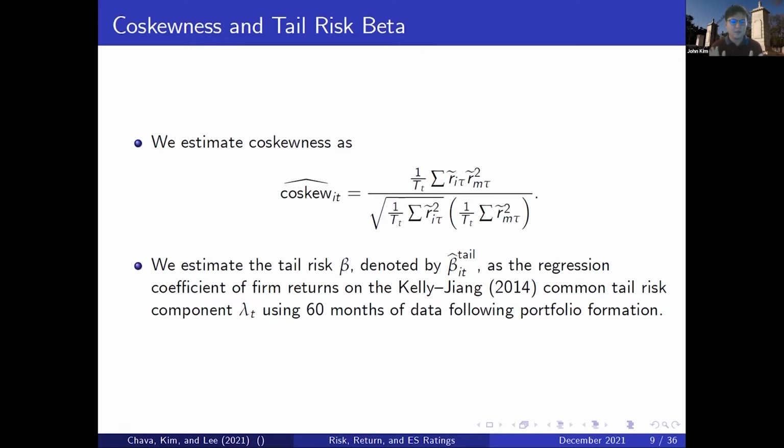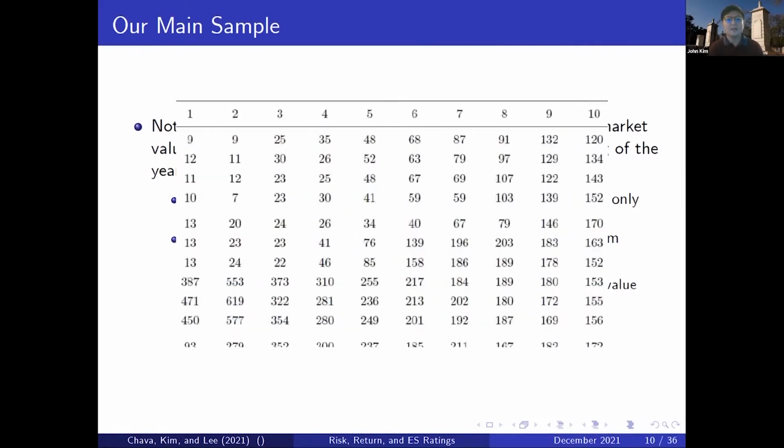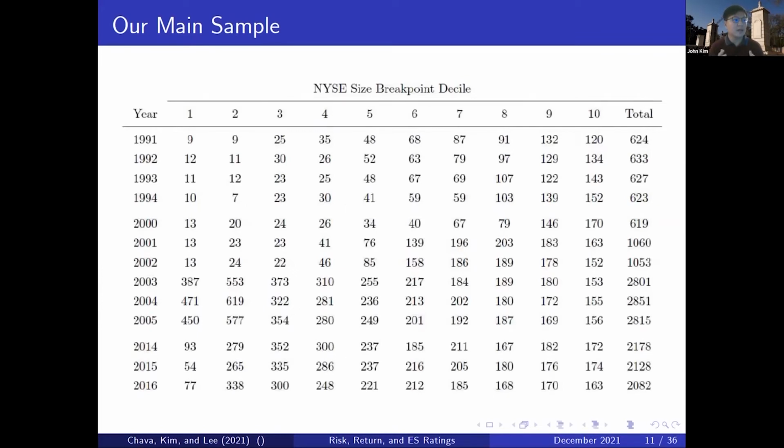I'm not going to get into much detail in the interest of time, but both of these have been proposed as alternative measures of how the stock co-moves with the market when the market is typically doing badly. The last thing that I want to get across is that we focus on what we consider to be big firms, because the main benefit of using the KLD database compared to other competing ESG data analytics providers is that it has a longer history, and we want to take advantage of this longer history.